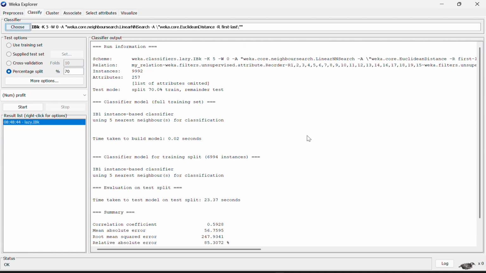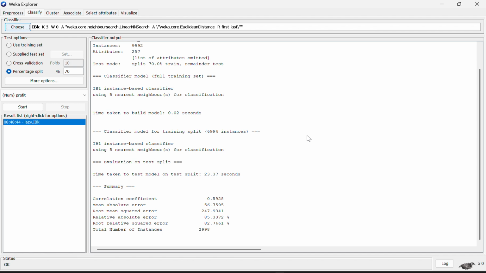And if you talk about the model evaluations, there are some values such as the correlation coefficient, MAE, the root mean square error, and the relative absolute error.